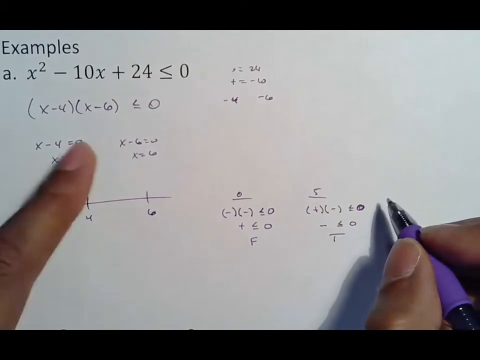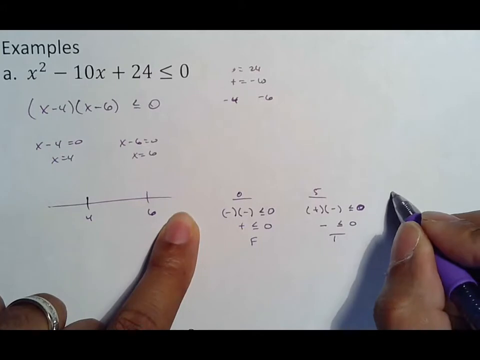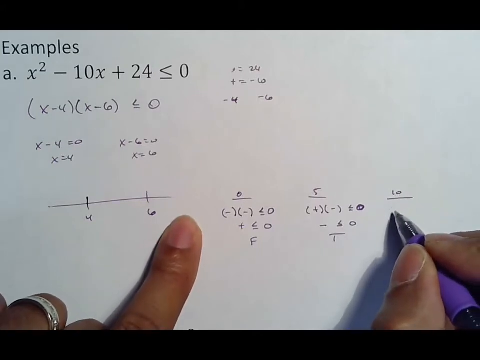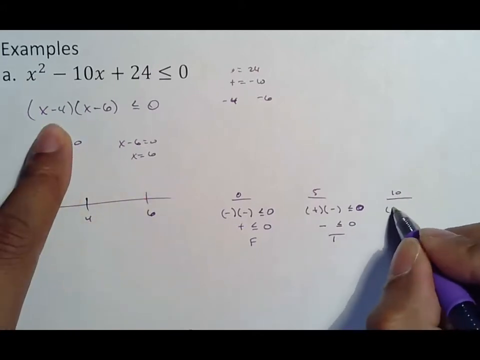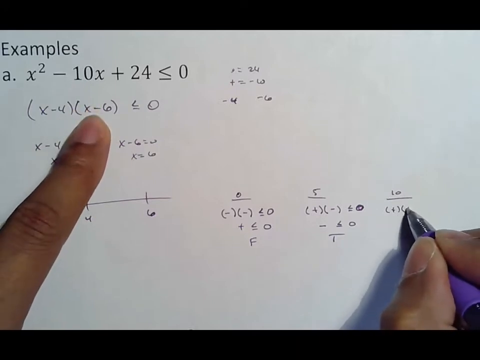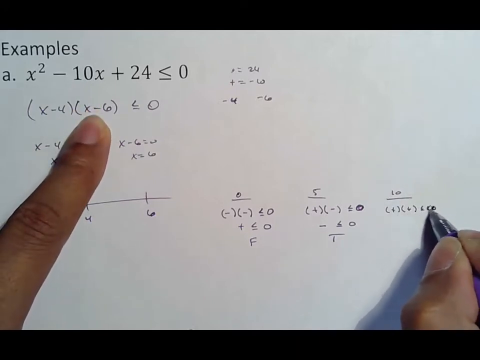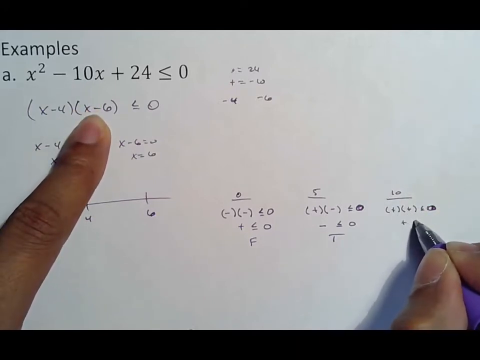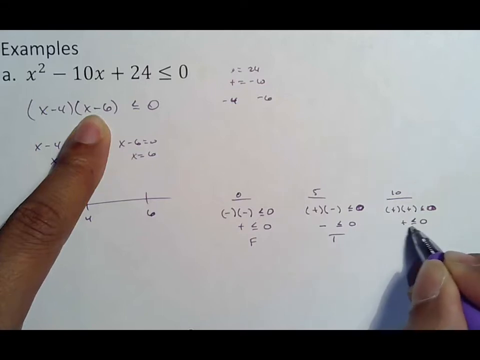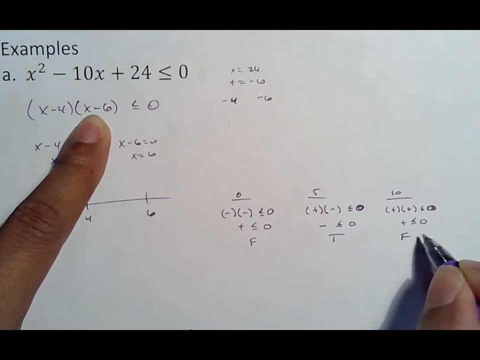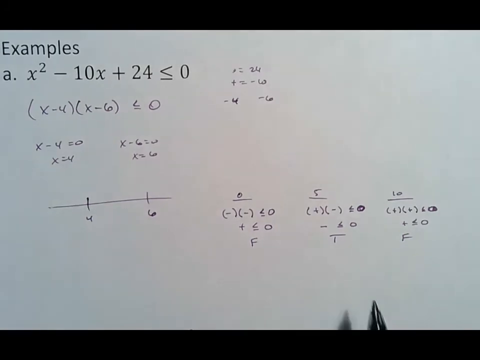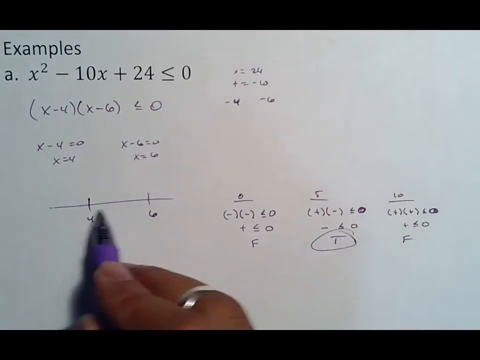And then the last thing I would test is something over here. Let's just check 10, because as long as it's something over here, it works. 10 minus 4 is positive. 10 minus 6 is positive. Positive times positive is positive. Would a positive ever be less than 0? No, it would not. So we know for a fact that this has to be the middle section between 4 and 6.